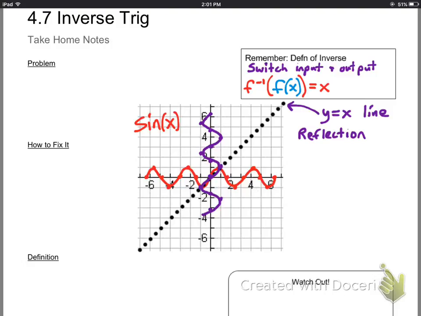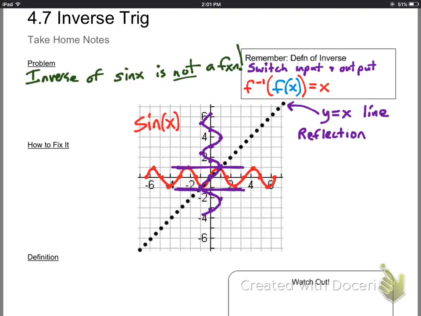Now, there's a problem with this. The problem is that the inverse of the sine function is not itself a function. You can see it because it doesn't pass the vertical line test. And you would have known that ahead of time because you knew that sine of x does not pass the horizontal line test. So when you reflect it over y equals x, its reflection does not pass the vertical line test. However, you see those two purple lines I threw in there. If we cut off everything other than what's between those two lines, well, that little part would pass the vertical line test.